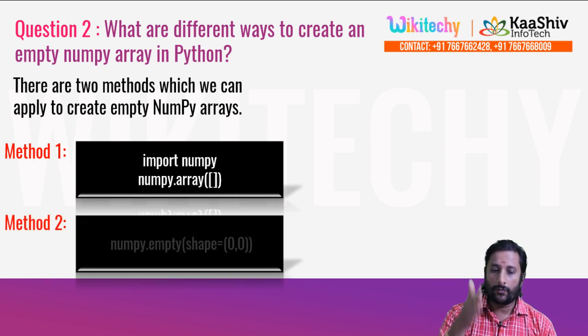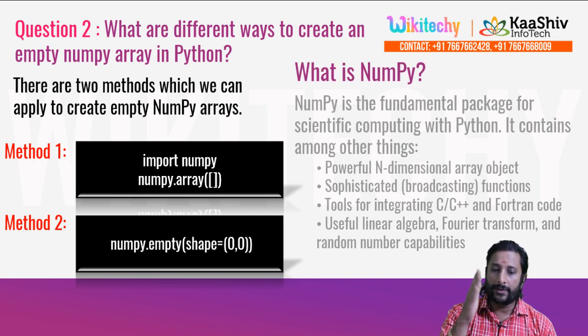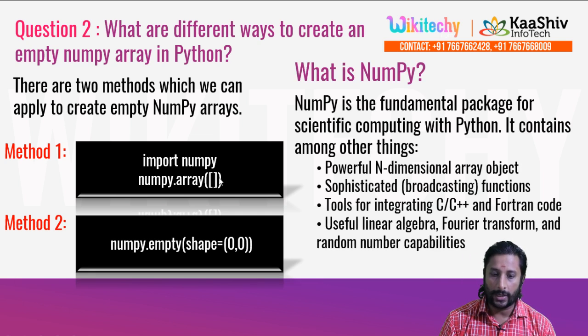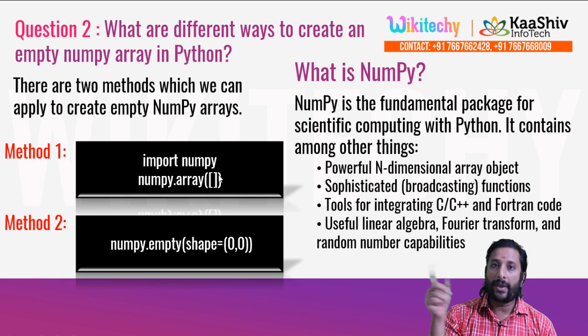The first is to import numpy and use numpy.array of an empty list. That's one thing. On the other hand, numpy.empty with shape equal to (0, 0). So these are the 2 ways of creating an empty numpy array in Python.